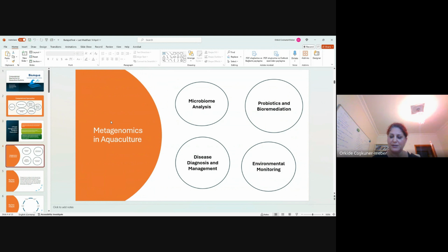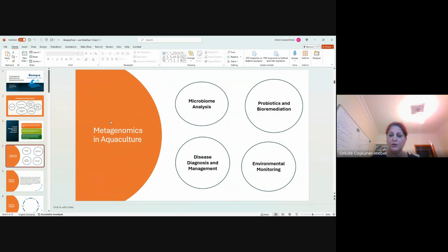Finally, metagenomic studies provide valuable information for assessing the impact of aquaculture activities on the surrounding ecosystem. By evaluating the microbial diversity and functional potential of aquatic environments through metagenomics analysis, we can evaluate the environmental sustainability of aquaculture practices and develop strategies to mitigate potential risks to biodiversity and ecosystem health.